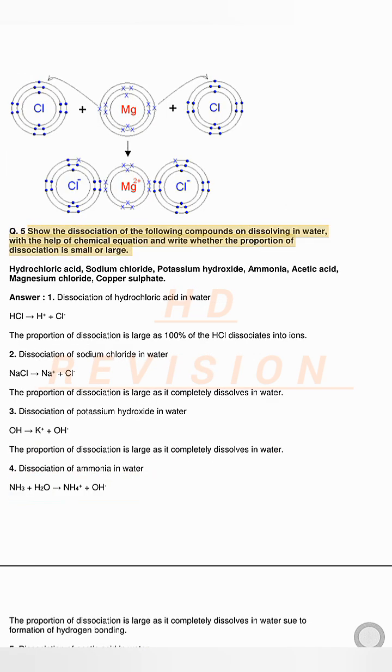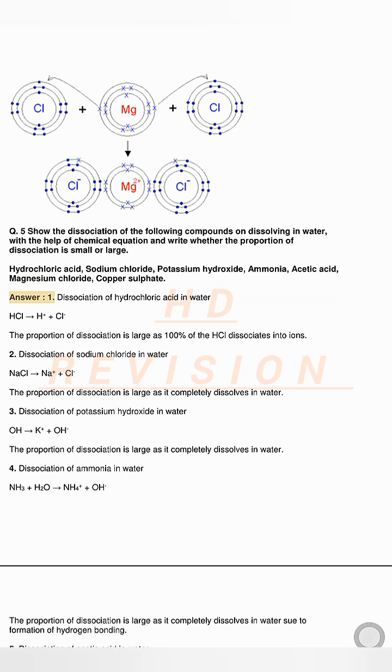Q5. Show the dissociation of the following compounds on dissolving in water, with the help of chemical equation, and write whether the proportion of dissociation is small or large. Hydrochloric acid, sodium chloride, potassium hydroxide, ammonia, acetic acid, magnesium chloride, copper sulfate.